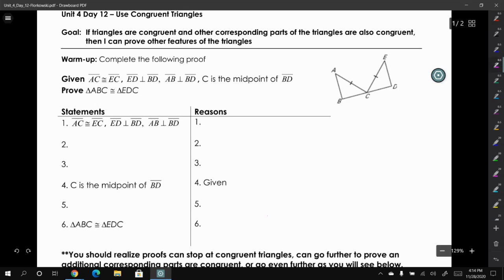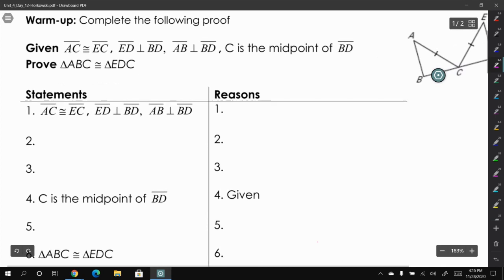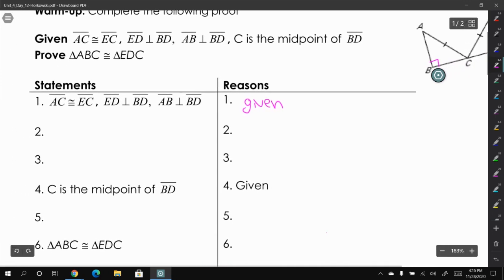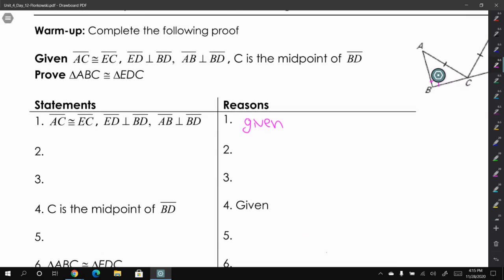So let's start with what's given. We have AC is congruent to EC, and we have ED is perpendicular to BD, and AB is perpendicular to BD, and those are given. So let's mark that: perpendicular lines give us right angles. And then we also have C is the midpoint of BD. That's down here in statement number 4 and reason number 4. But let's talk about perpendicular lines first.